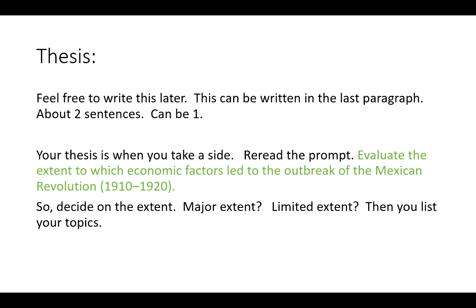Otherwise, you will not get the thesis point. You've got to take a side, say what the extent was, or whatever you're arguing. You've got to make that argument. You've got to say what your argument is. Then you've got to give a table of contents and say what you're going to write about. It's okay if you skip about 4 lines, depending on how big your handwriting is, and then start on the body paragraph and then come back later and write your thesis. That's what I do. That's just what works for me.